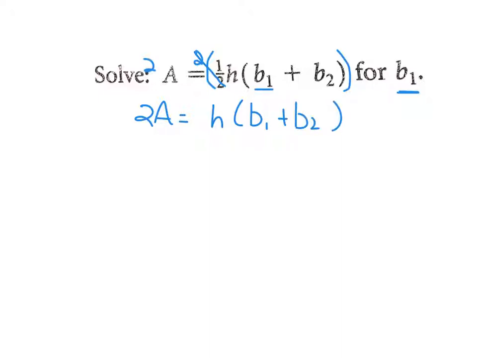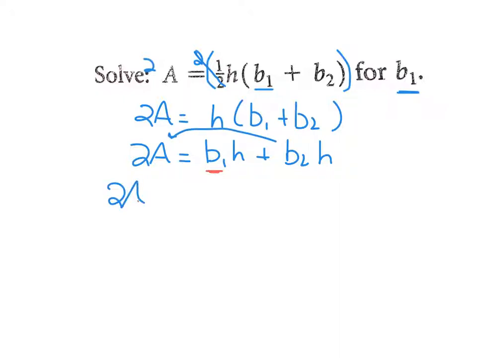And now you really have two options. You could go ahead if you want to, because it's h times b1 plus b2, you could go ahead and divide by h. I think I'm going to go ahead and distribute the h though, and go b1h plus b2h, or of course you could put h first if you want to. And remember, I'm trying to isolate this b1, that base 1. So to do that, I'm going to move this term over first, make it 2a minus b2h, which equals b1h.